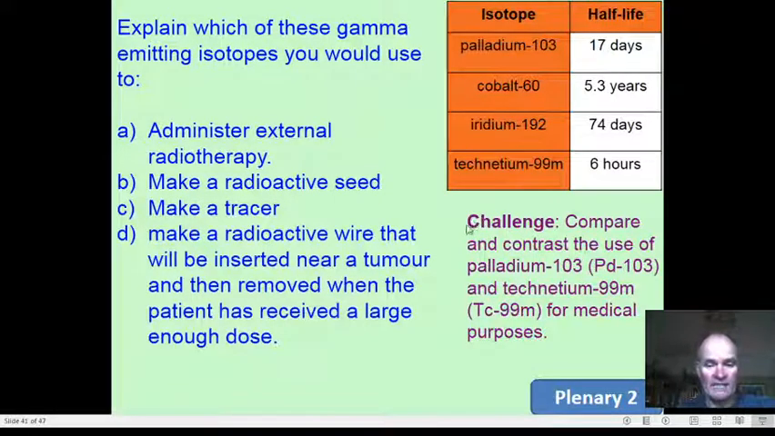And a challenge activity, because you're bright people. Compare and contrast the use of palladium-103, up here, with technetium-99 for medical purposes. So given the properties that you've got here, and they're all gamma emitters, compare and contrast how they might be suited or unsuited for different medical uses. So some questions to pause the video and to have a go at.